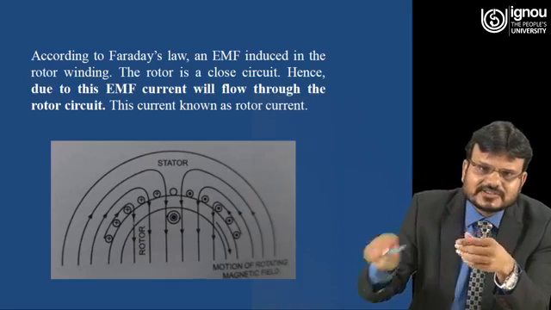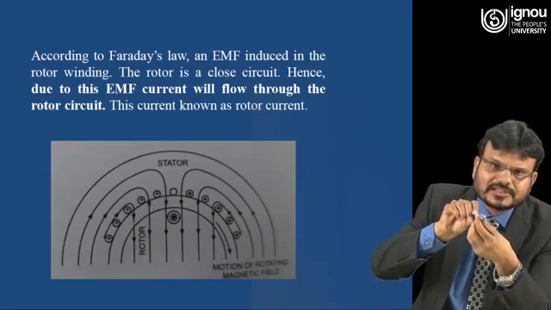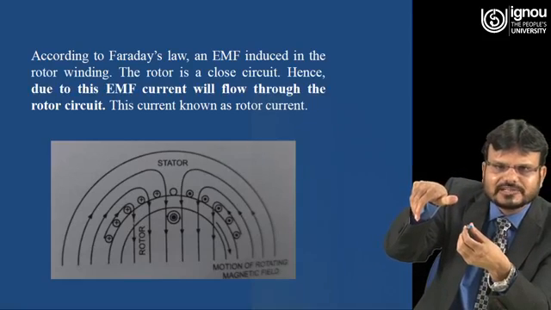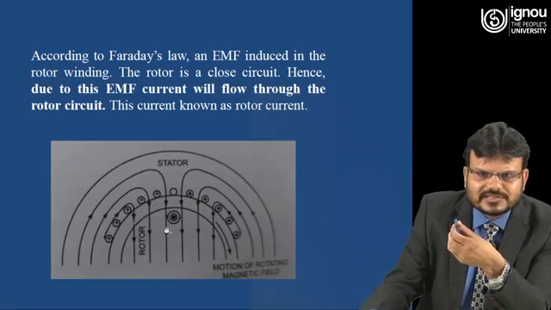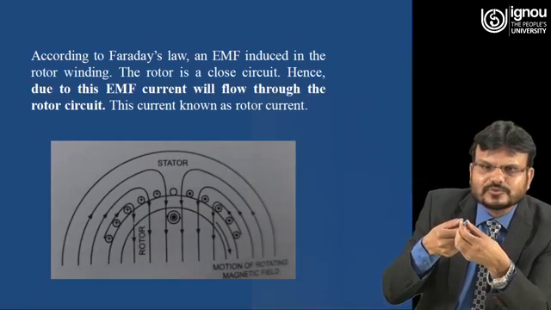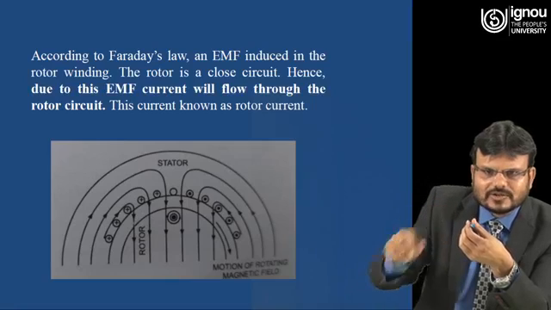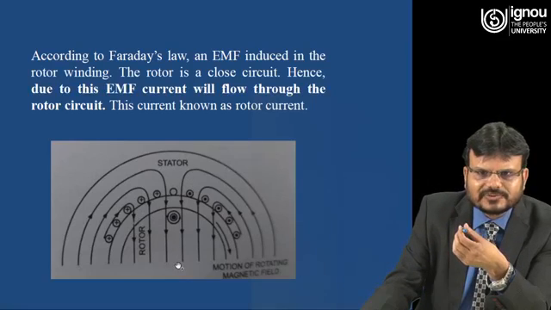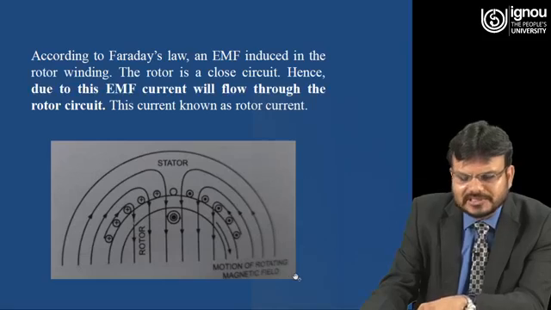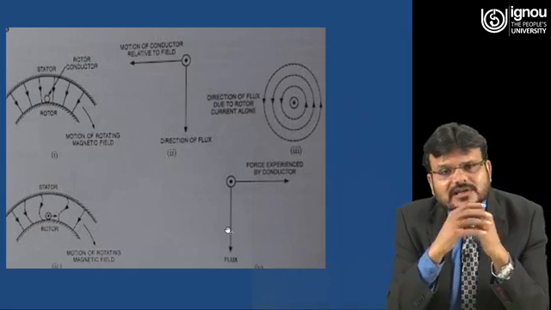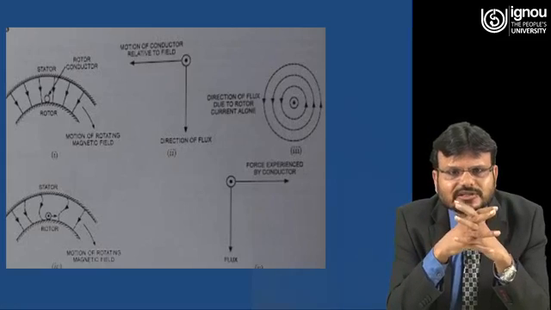Just apply the screw rule like this, moving in the clockwise direction. This finger will show the direction of the magnetic flux. So here you can see this is the direction of the magnetic flux. Here you can see this is the direction of the conductor, that means the current is coming outward. If you are moving the screw in the anti-clockwise direction, this direction will show the magnetic flux. So this is the motion of the rotating magnetic field. Now this diagram is very important to understand how an induction motor works.